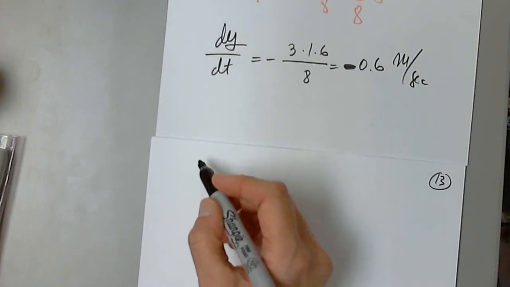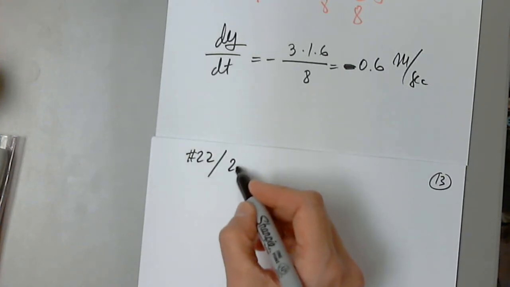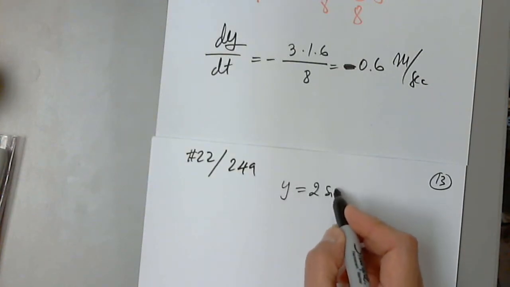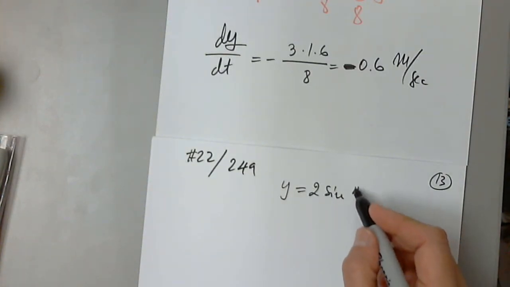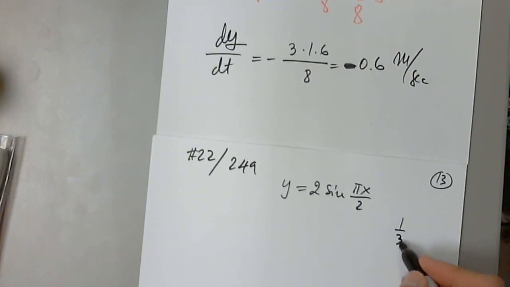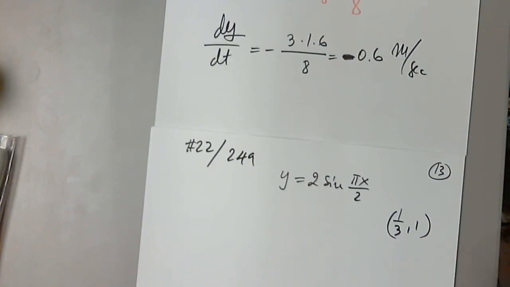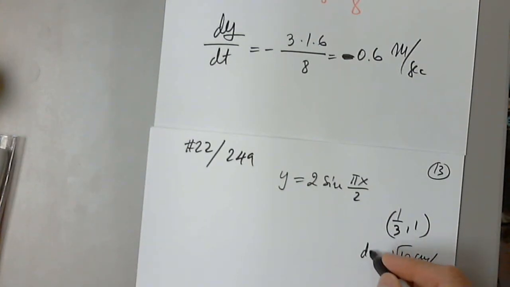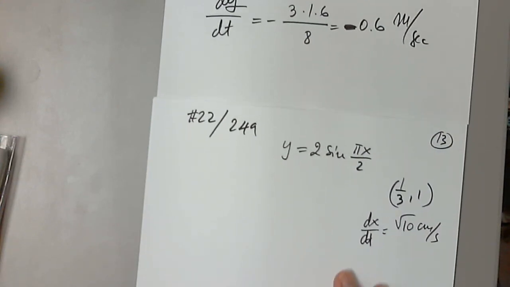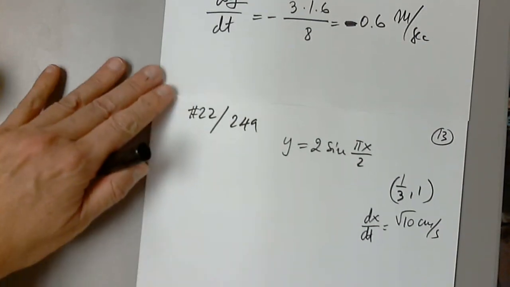Okay, where is it? 22 on page 249. We are given y equals 2 sine pi x over 2. We are given 1/3, 1. It's x, the square root of 10 centimeters per second, so this is dx over dt. And how fast is the distance from the particle to the origin changing at this instant?